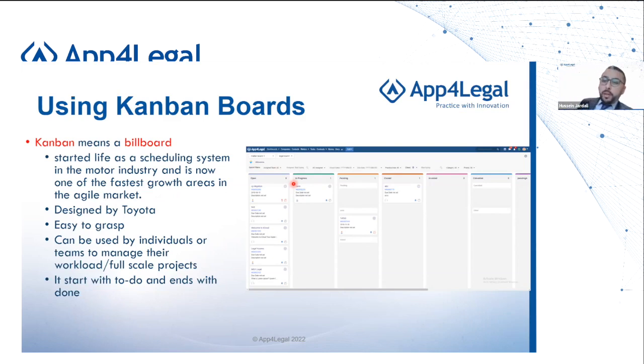Should I write them on paper and pen? I still use the paper and pen method. No, it's not going to happen. You need to visualize what is happening and when and why it's late and why it should be expedited and so on. So the Kanban board is very easy. We do have it, of course, in App4Legal. I'm a big advocate for Kanban boards.